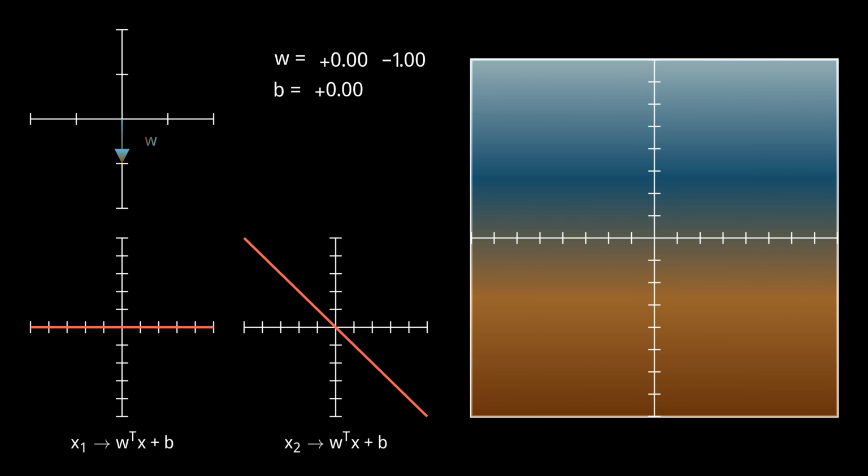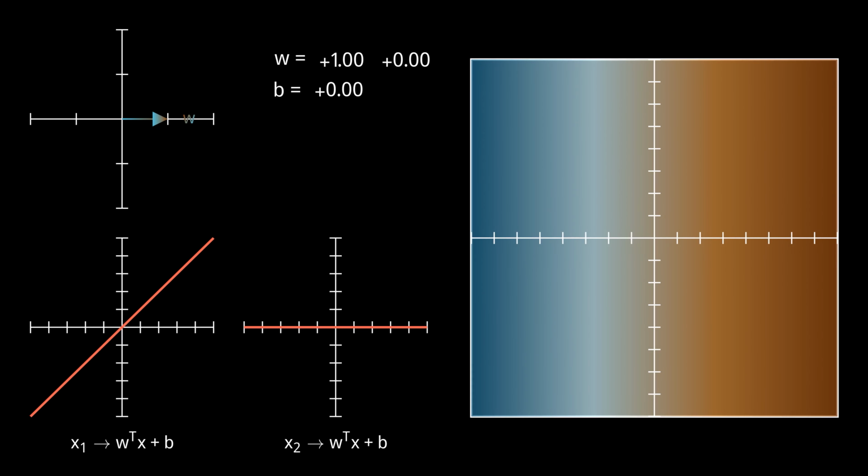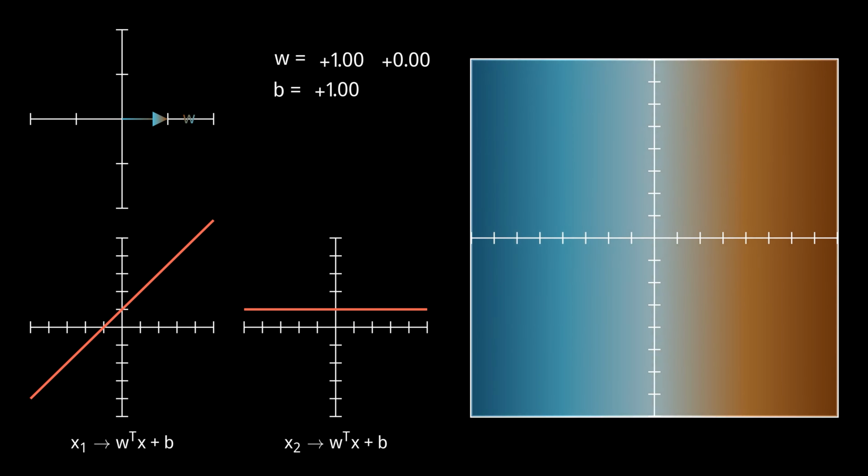Observe that the weight vector W, as before, controls the direction of the growth of the function, the so-called gradient. Also, when one component of W is set to 0, for example, W equals 1, 0, the corresponding perspective, that is x2 equals W transpose x plus B, becomes parallel to the corresponding input axis. Also note that the bias term again plays the role of moving the function plane away from the origin.